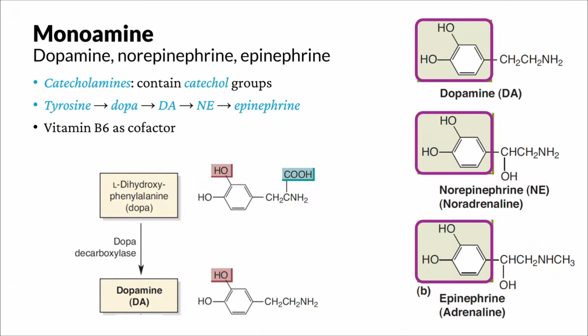Dopa decarboxylase takes off the carboxyl group on dopa to form dopamine. This process requires vitamin B6 as a cofactor. Moreover, from this process, we can say that dopa is a precursor to DA. In a metabolic pathway, a precursor is a molecule that must be used in order to synthesize another molecule. That is to say, a precursor is the ancestor of a molecule.